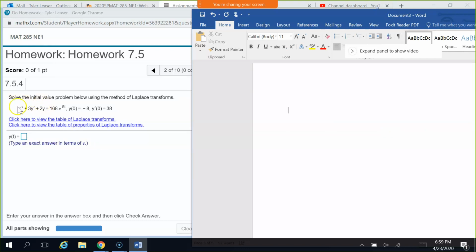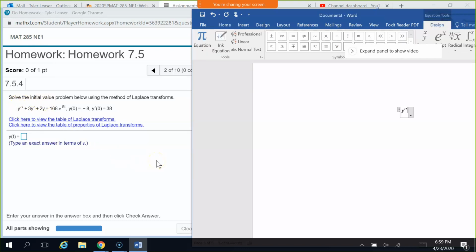Here's our differential equation. So just copying it down, y double prime plus 3y prime plus 2y is equal to 168 e to the 5t, with initial conditions, y of 0 is negative 8, y prime of 0 is 38.